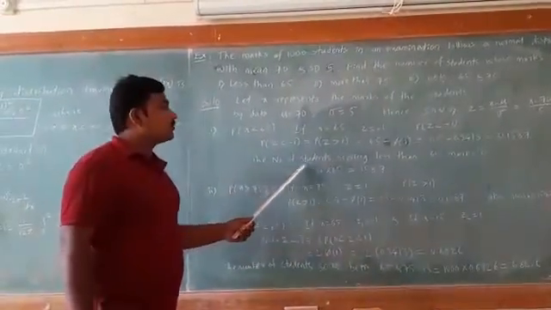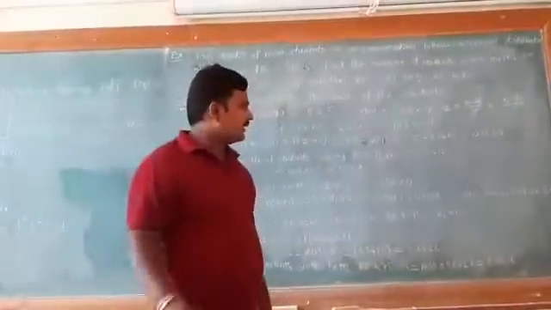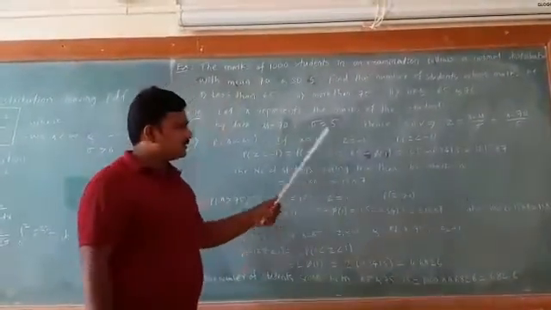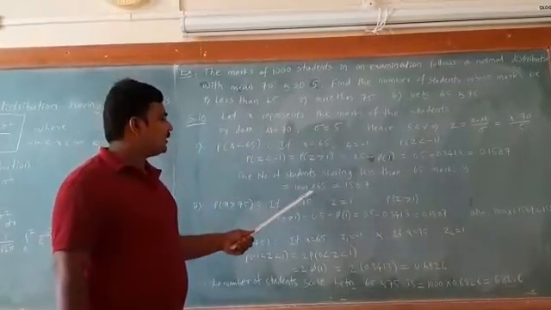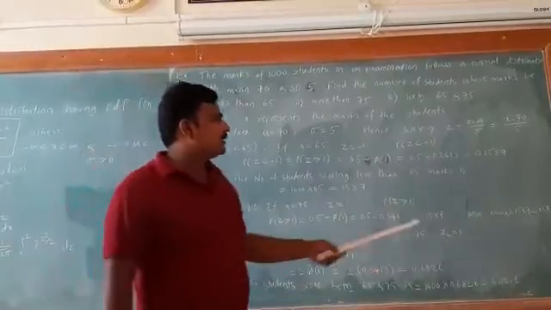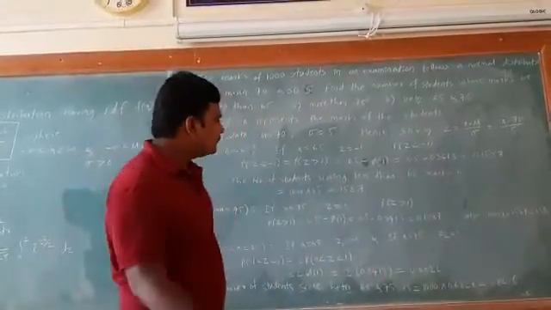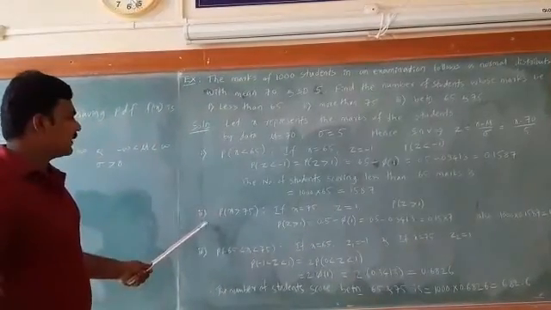Now the number of students scoring less than 65 marks is 1000 into that value. 1000 into 0.1587 is equal to 158.7. Okay, so now we can take the second question.